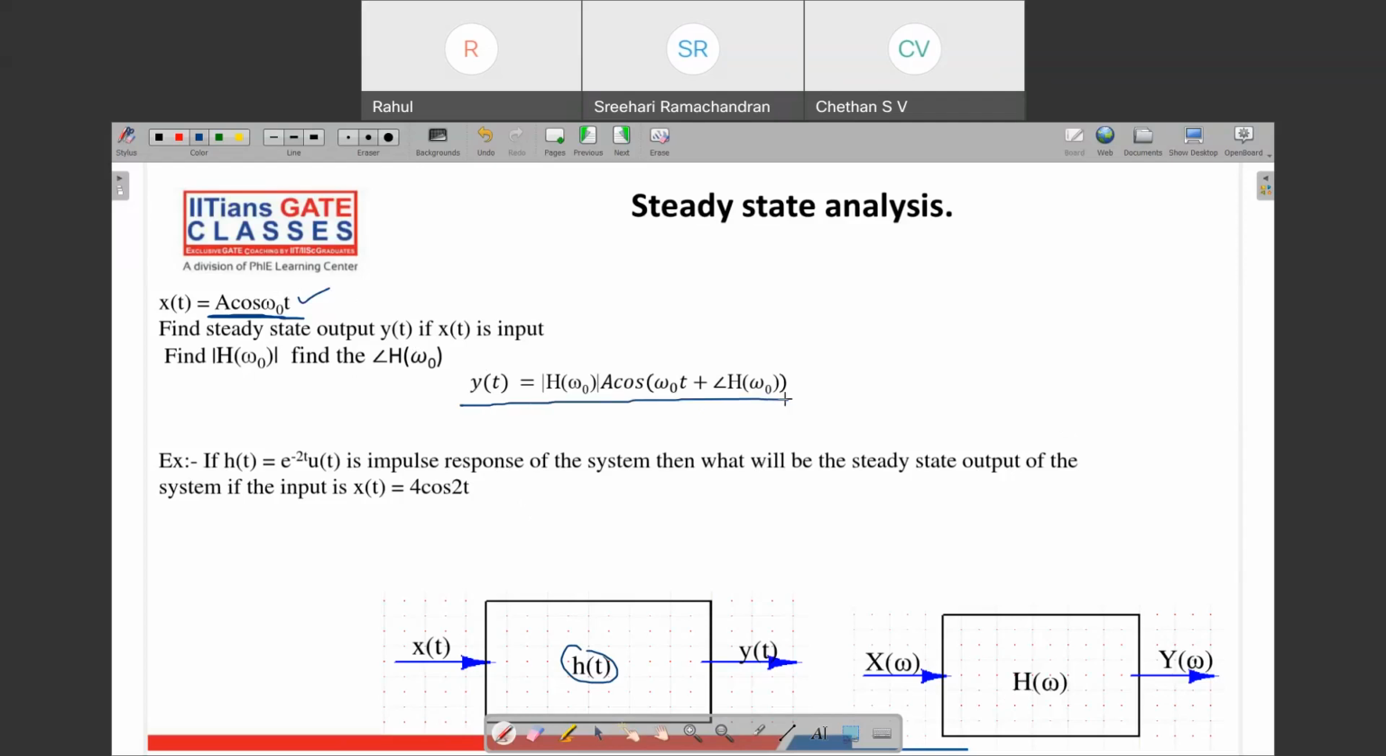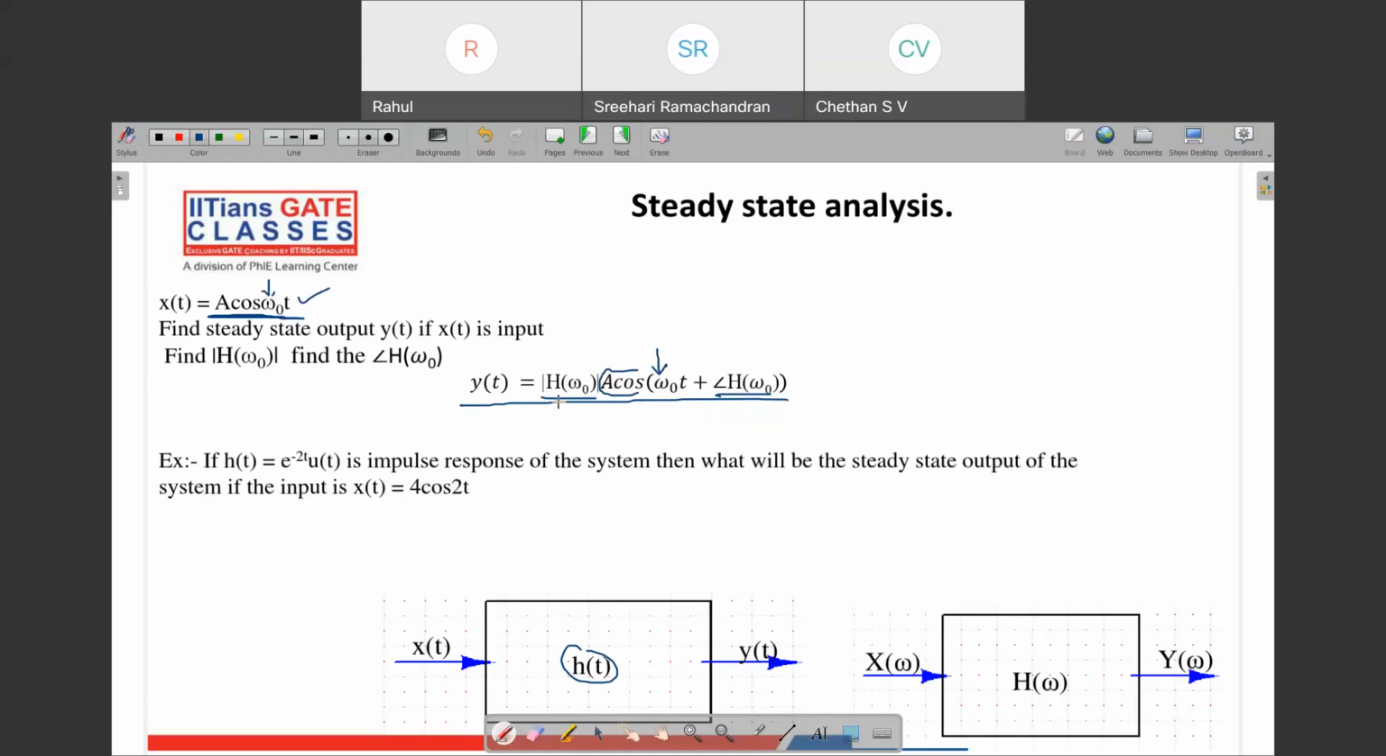and we need to find out if we apply this signal, what will be the steady state output. Okay, so the steady state output is given as, you just take the same signal a cos, and modify its phase and its amplitude. Its frequency is not going to change, frequency will remain same, which is omega naught t here. Only the phase and the amplitude are going to change.